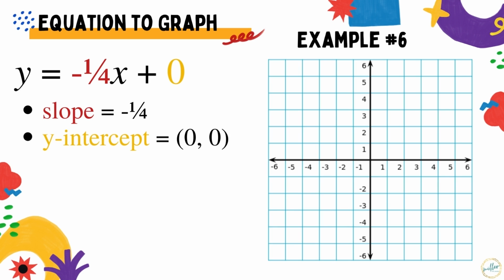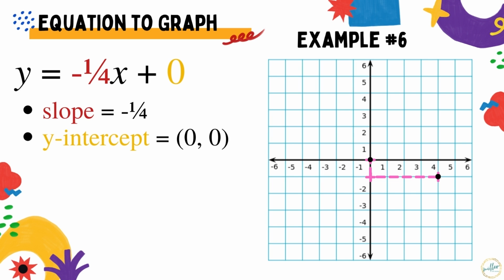We want to start by putting a point on the y-intercept. So the point is 0, 0. From that point, we need to use the slope to figure out where the next point is. Now this slope is negative, so that means it's going to go down to the right. So I can go down 1 and right 4.